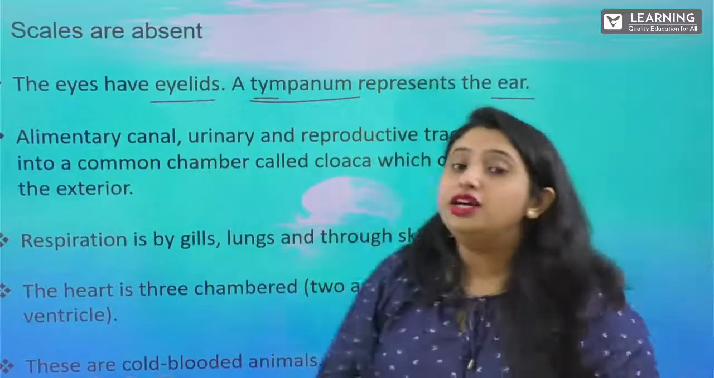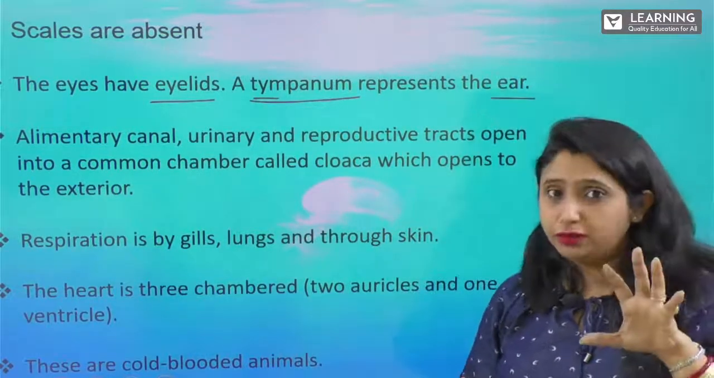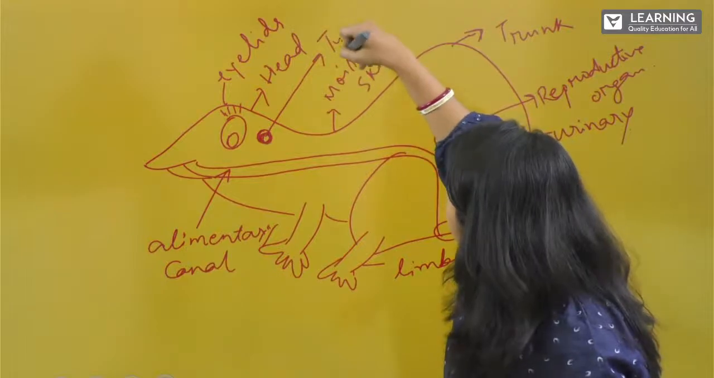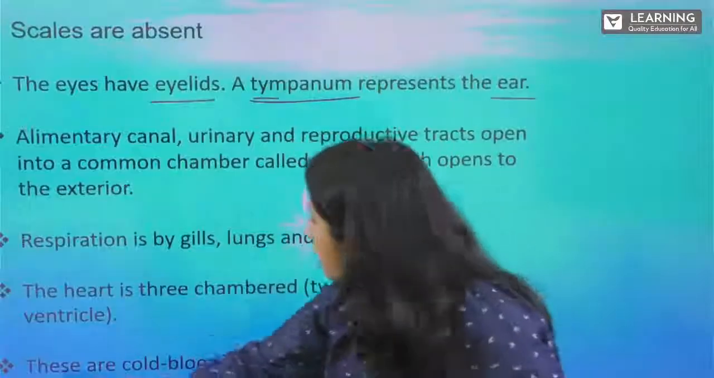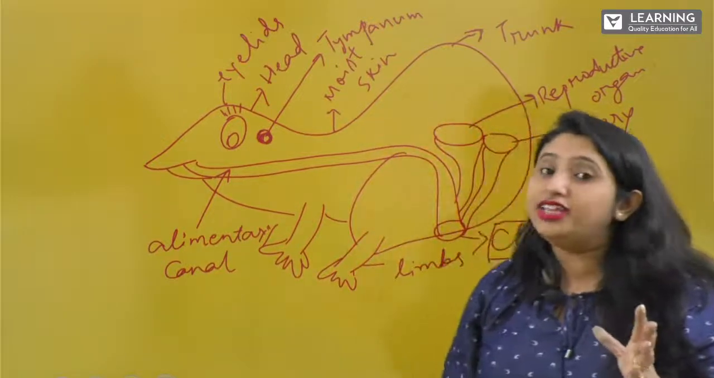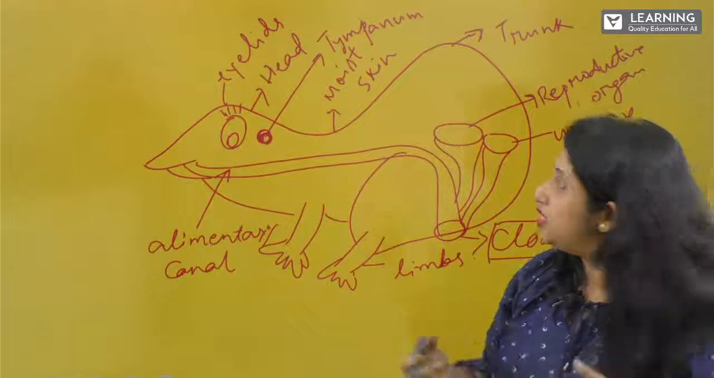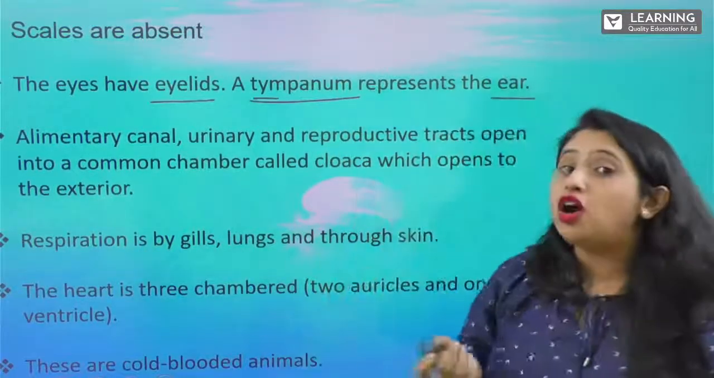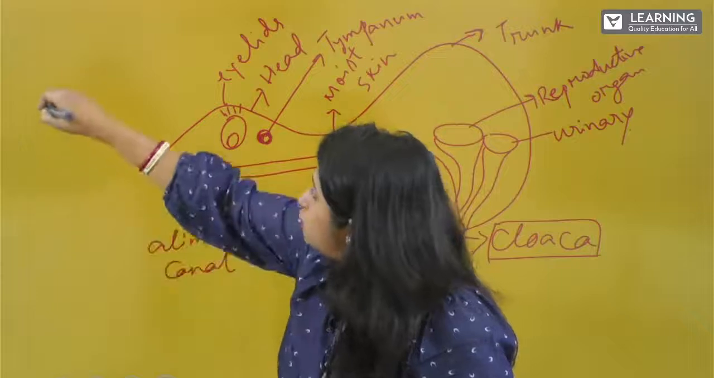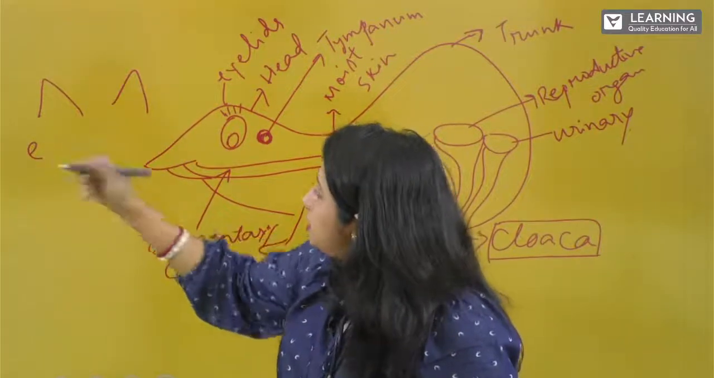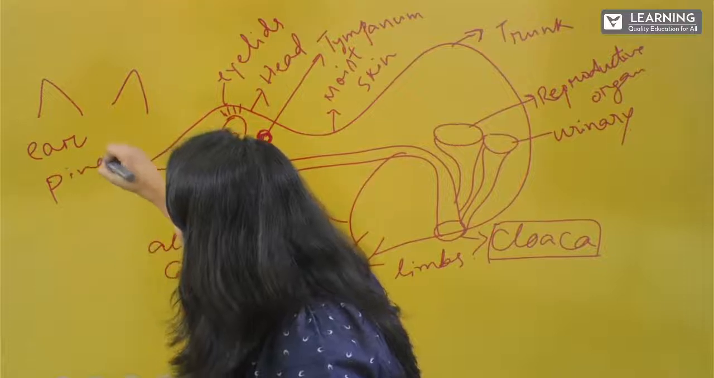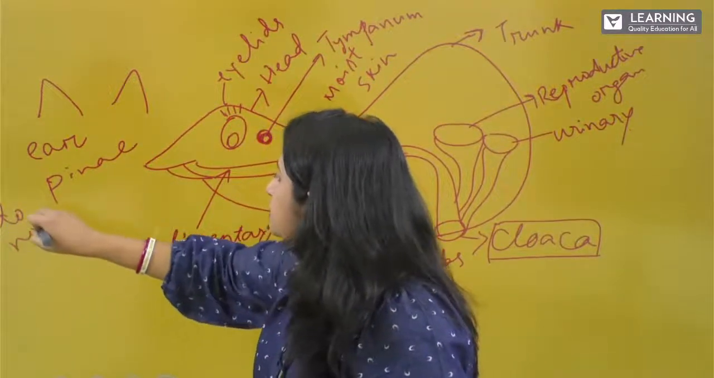Tympanum represents the ear, okay? So they do not have external ears, but they have got a tympanum, which represents the ear. So this tympanum is responsible for listening, okay? They do not have ears, but they have a tympanum, which helps in listening. Yes. Now they do not have pinnae, okay?